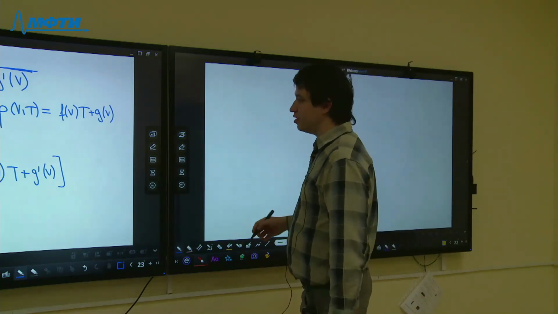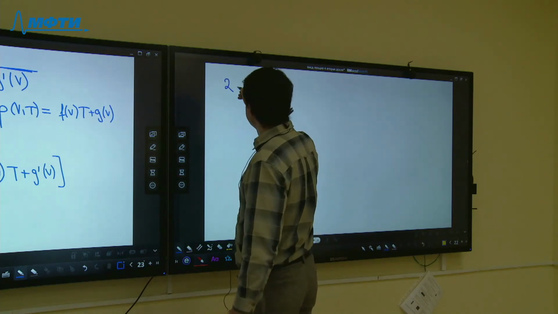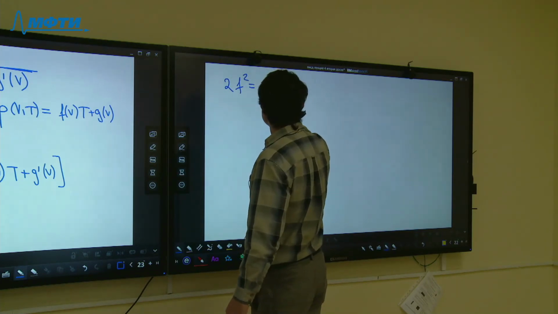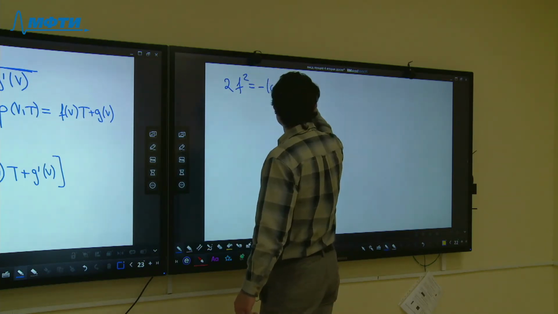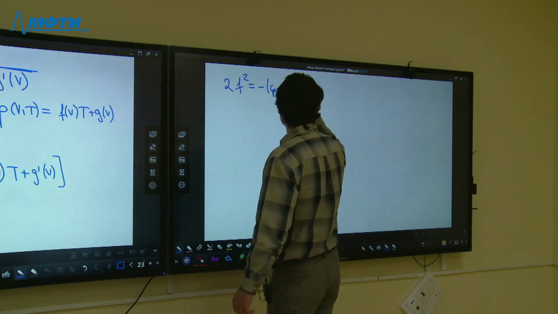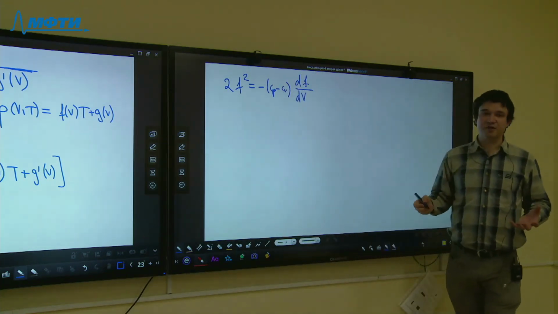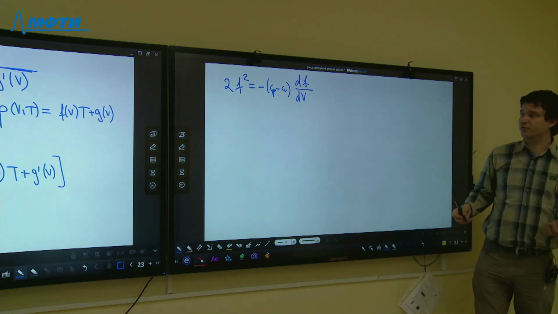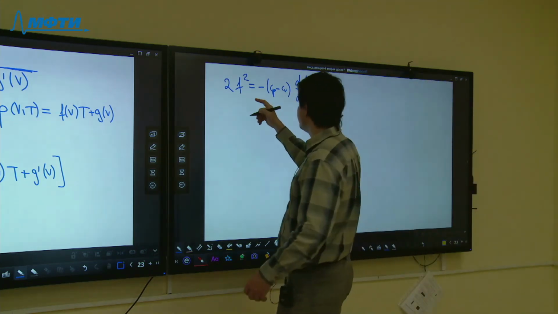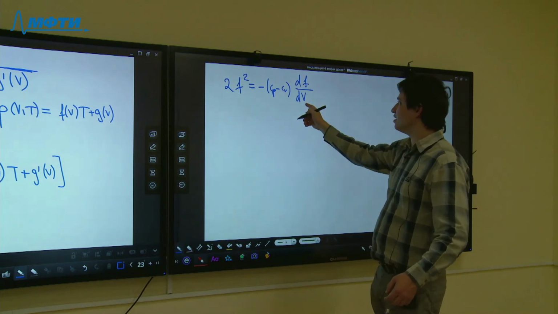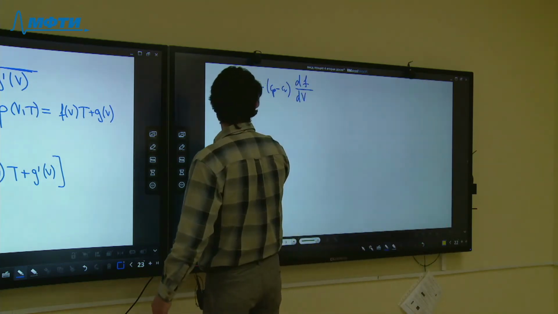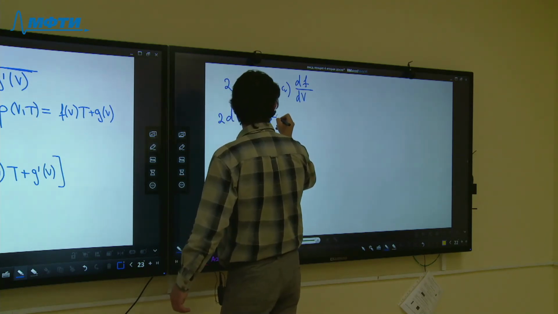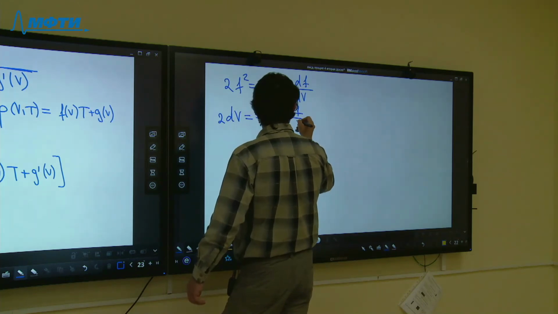So actually, the first one can be written in the form like this: 2f squared equals minus Cp minus Cv times df over dv. And that is actually the type of equation which you all should be now familiar with. This is an equation with separable variables. So I can separate the variables. In here I have variable f and I have variable v. So I can say that 2 times dv equals minus Cp minus Cv times df over f squared.